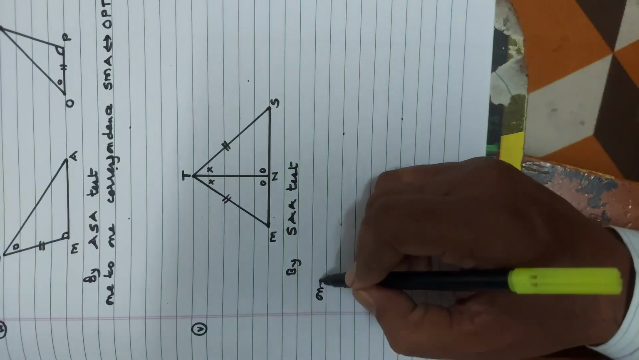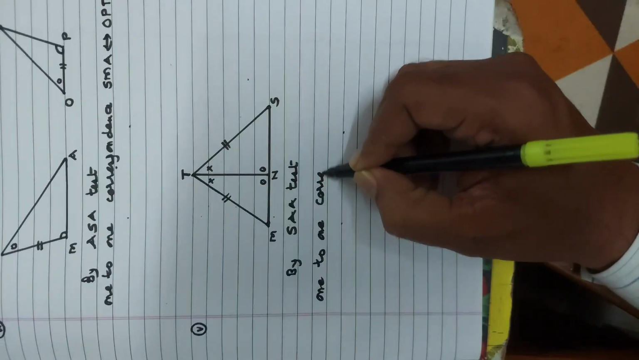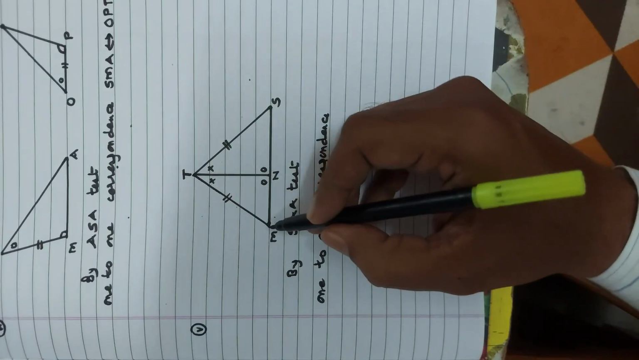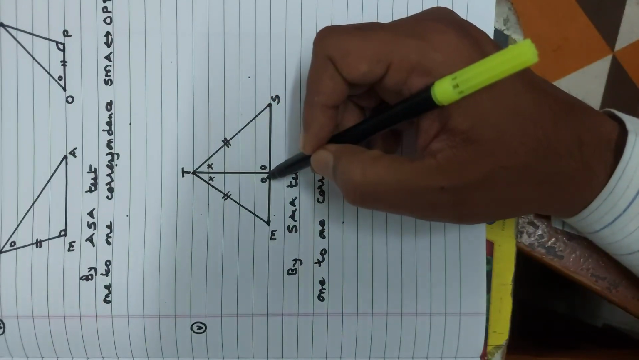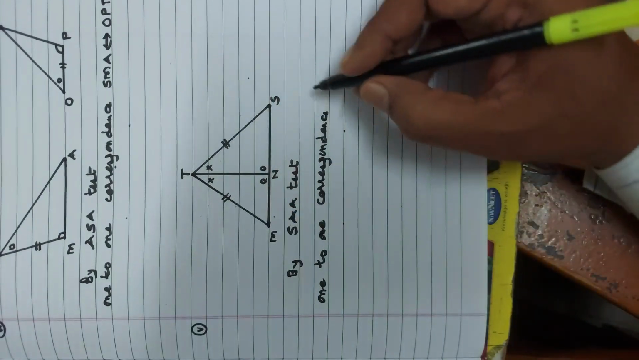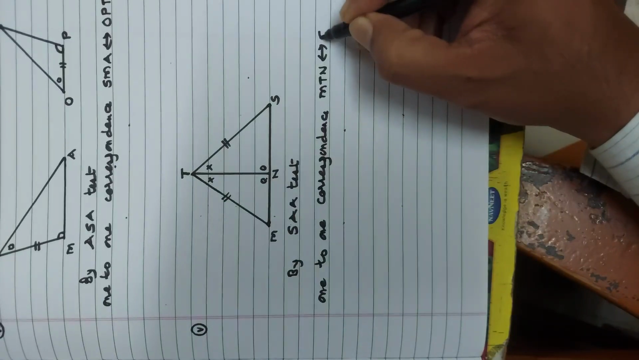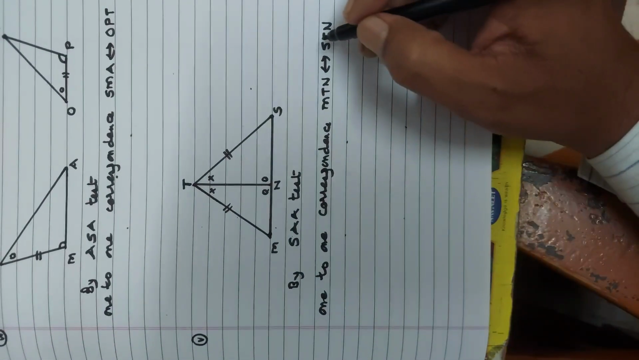Now see the one-to-one correspondence here. I'm going this way, MTN. Now the other triangle you have to go from this side also, STN. So write down MTN is one-to-one correspondence to STN. So these are the explanations of the tests of congruence.